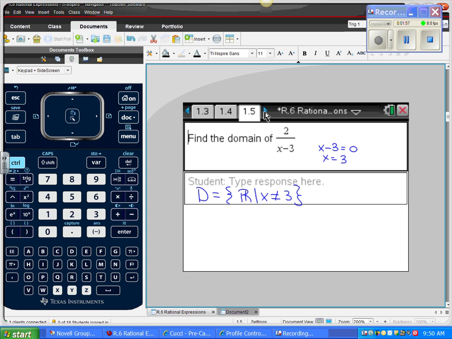So how do we find the domain of a rational expression? We take the denominator, we set it equal to 0, and we solve for the value of x. That's what gets excluded from our set of real numbers.